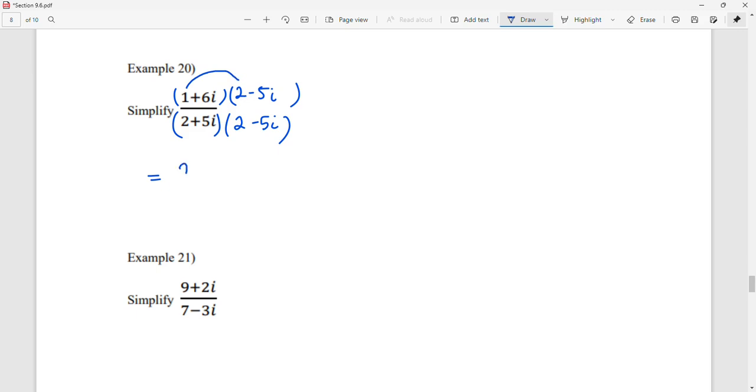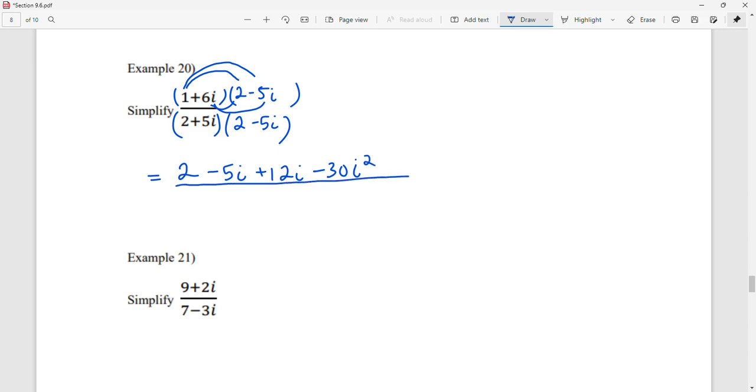1 times 2, that's 2. 1 times negative 5i is negative 5i. 6i times 2, that's 12i. 6i times negative 5i is negative 30i squared. And that's just the top.